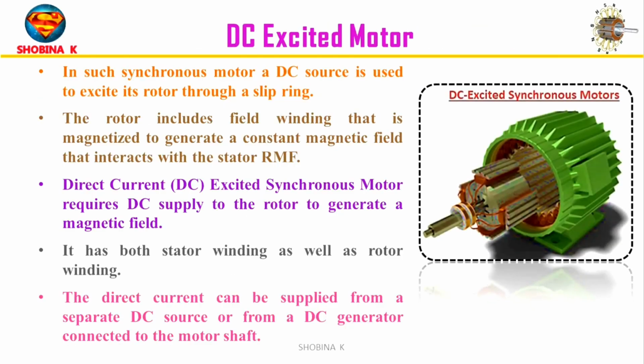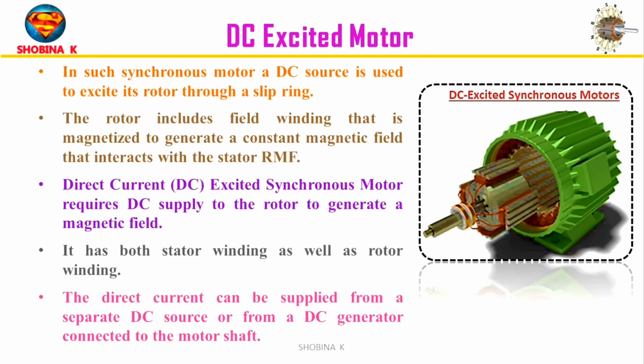Next, the DC excited motor. In a DC excited motor, the supply is given to the stator windings from an external DC source. The magnetic field is produced in the stator winding and thus the rotor excitation takes place. This type of motor is made in large sizes, which may be more than 1 horsepower or 1 kilowatt. It has both stator windings as well as rotor winding.